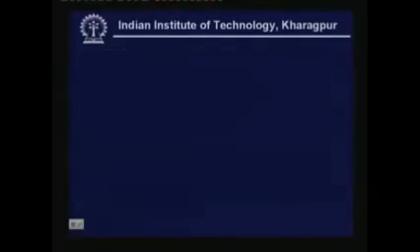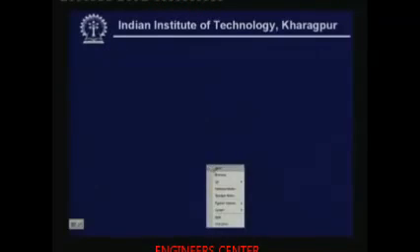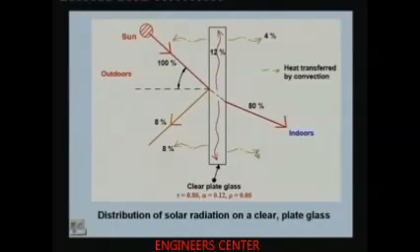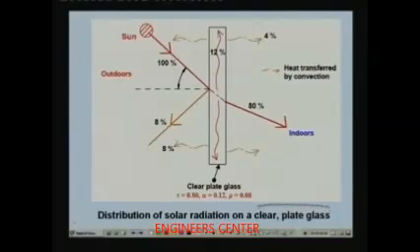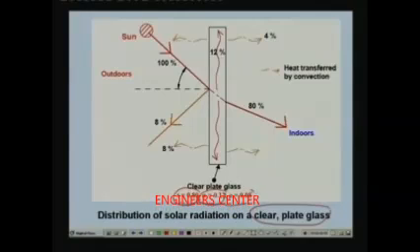First, let us look at a reference surface and see what happens to the radiation. This is a distribution of solar radiation on a clear plate glass. Clear plate glass has these optical properties. It has a transmittivity of 0.8, an absorptivity of 0.12, and a reflectivity of 0.08. These are the values for solar radiation.